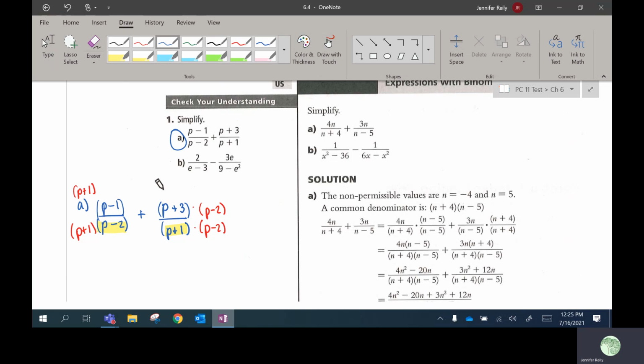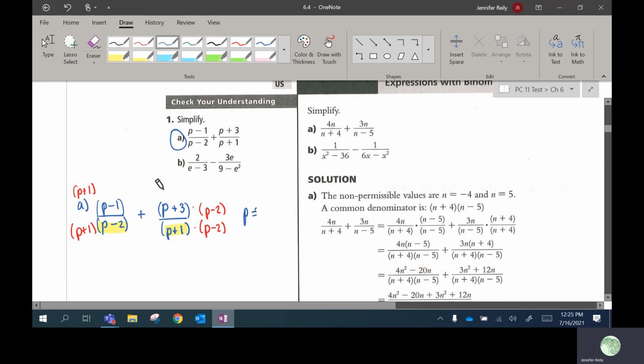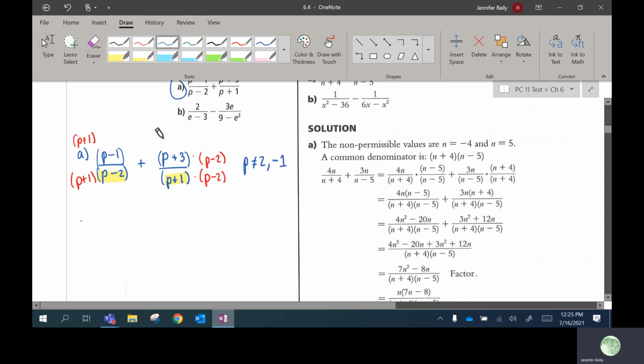And when I multiply the numerators, I'm going to have to expand. Okay, let's write our non-permissible values as well before we get too far ahead of ourselves. There's two factors in the denominator, so one non-permissible value would be 2, and the other one would be -1. Okay, let's go ahead and write what we have now. So both denominators are going to be the same. They're both going to be p plus 1, p minus 2, and p plus 1, p minus 2.